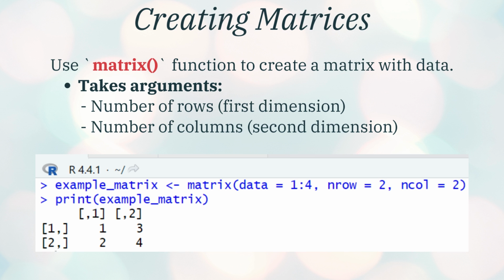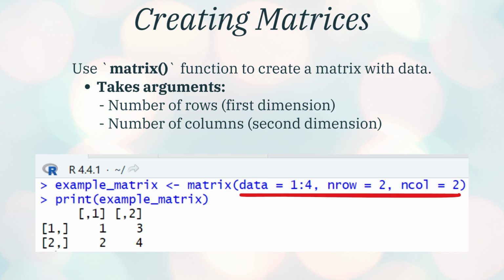Creating matrices. In R, you can create matrices using the matrix function. A matrix is a two-dimensional array where each element is of the same type. Let's start by creating a simple matrix. Here, we have a matrix with 2 rows and 2 columns filled with numbers from 1 to 4. The nrow and ncol arguments specify the number of rows and columns respectively.